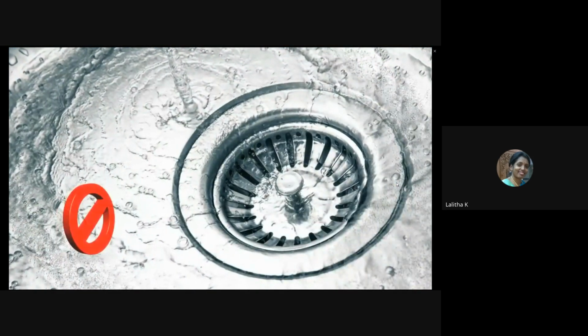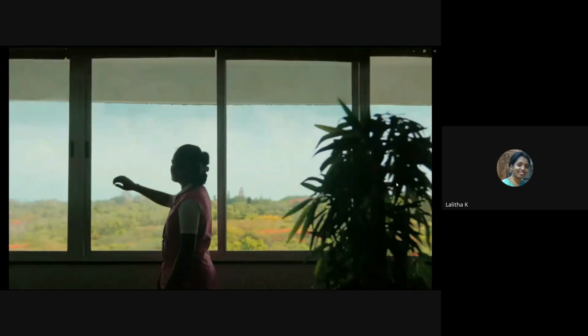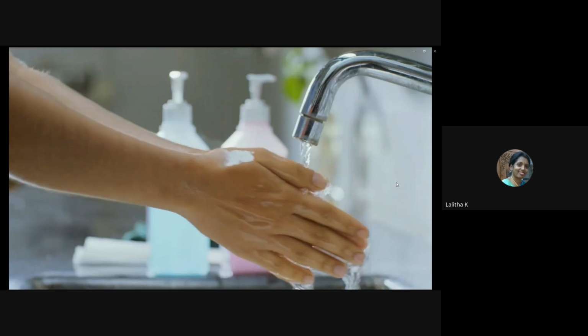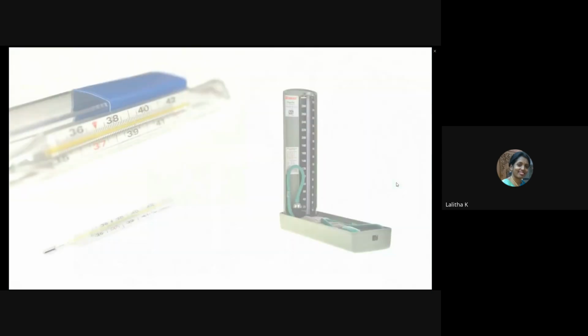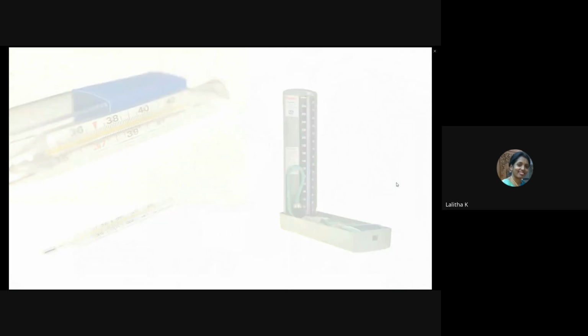Do not discharge any mercury into the drain or sewer. Keep the windows open to ventilate the area after cleanup. Wash hands thoroughly after cleaning. Phase out mercury from all hospitals to avoid the harmful effects on human health and environment.